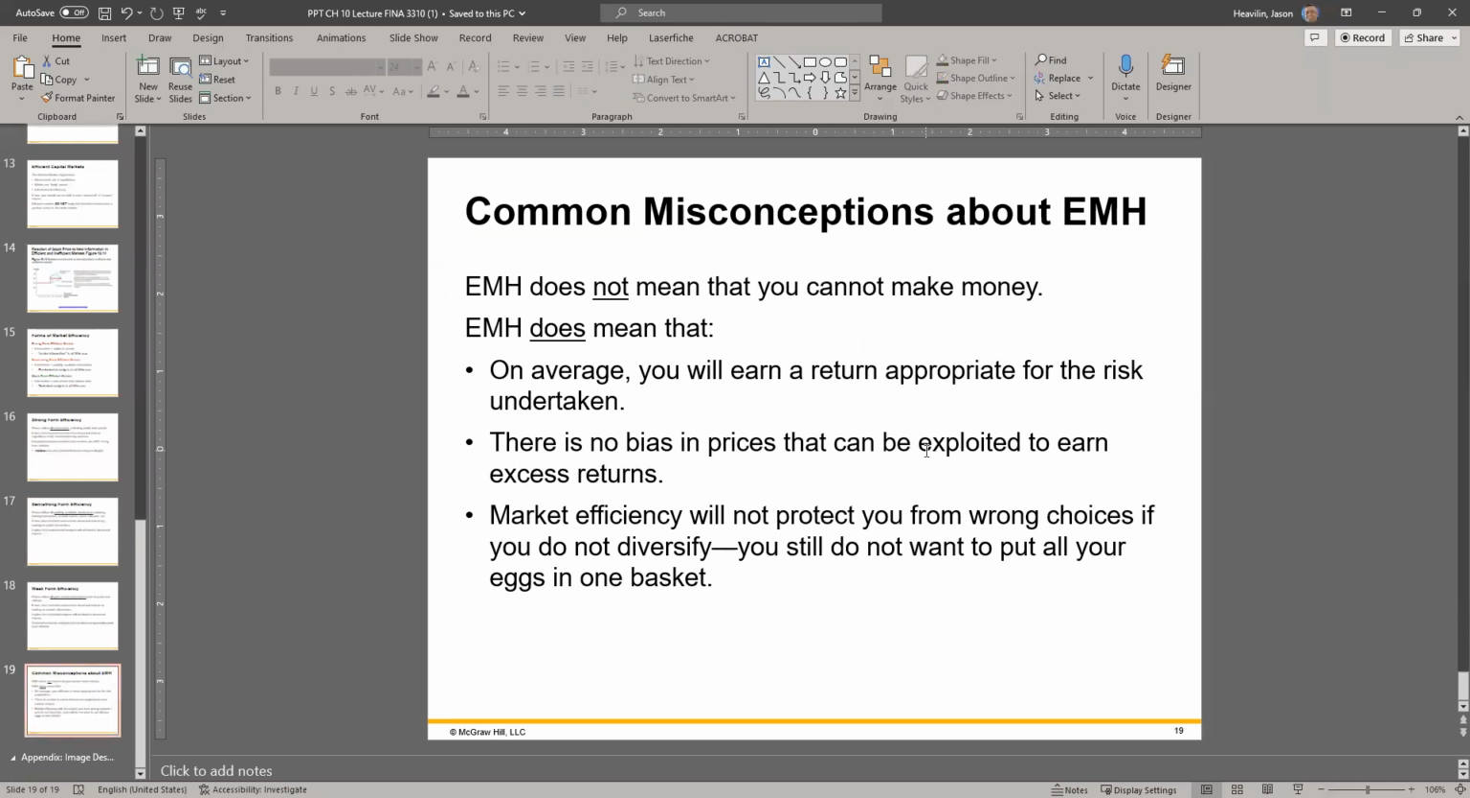So, common misconceptions. I have touched on some of these, but let's go over them. The efficient market hypothesis does not mean that you cannot make money. Yes, you can make money. But what it means is, on average, you will earn a return appropriate for the risk undertaken. In some situations, you might make a little more, but in other situations, a little less. And on average, you're just going to be getting the return that you should be getting for the risk you took. There's no bias in prices that can be exploited to earn excess returns.